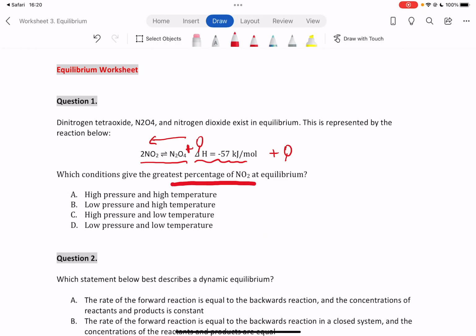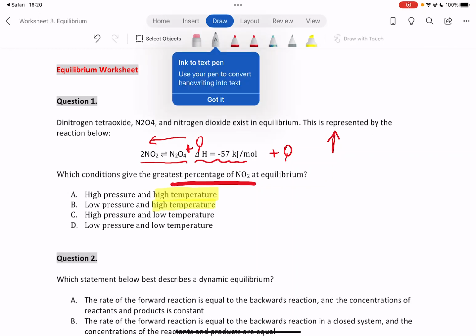So let's take a look at the temperature. Whenever we increase the temperature, as the temperature is on the product side, in order to decrease the temperature, we need to go to the left side. So the first condition is that we need high temperature, and high temperature. It's either A or B.